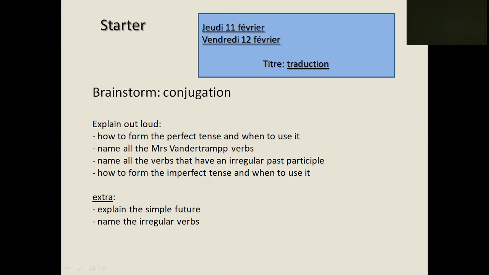I want you to explain out loud how to form the perfect tense and when to use it. I want you to name all the Mrs. Van der Tramp verbs. Name all the verbs that have an irregular past participle and how to form the imperfect tense and when to use it. As a challenge, explain as well the simple future and name the irregular verbs in the simple future.